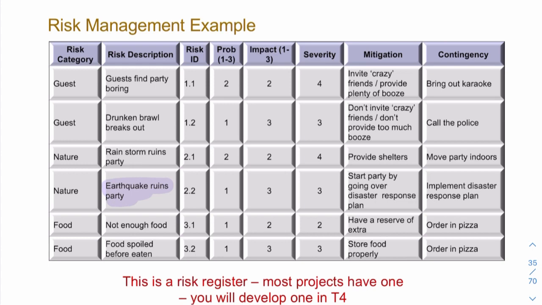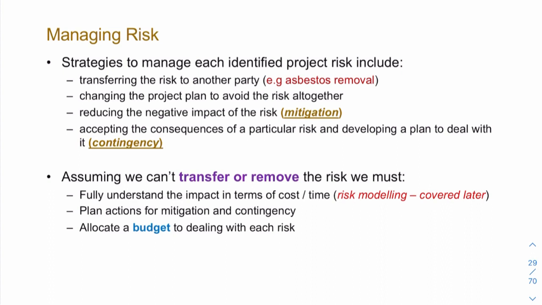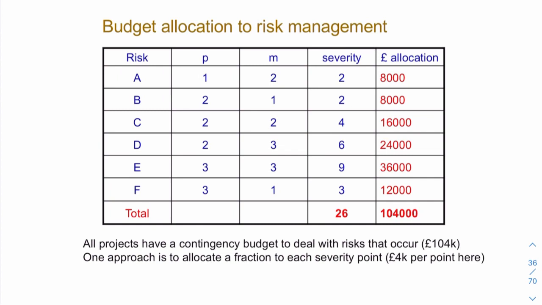What we now need to do, remember we said we need to be able to budget accordingly. Let me take you back a few slides. We said once we've done our mitigation and contingency, we need to allocate a budget. The budget is for dealing with the risks. So ordering pizza comes at a cost, and ordering the booze comes at a cost, and the karaoke comes at a cost. So your mitigation and your contingency, both of them, will cost something, and we need to be able to allocate that cost depending on the severity. So it's the severity which will decide the allocation.